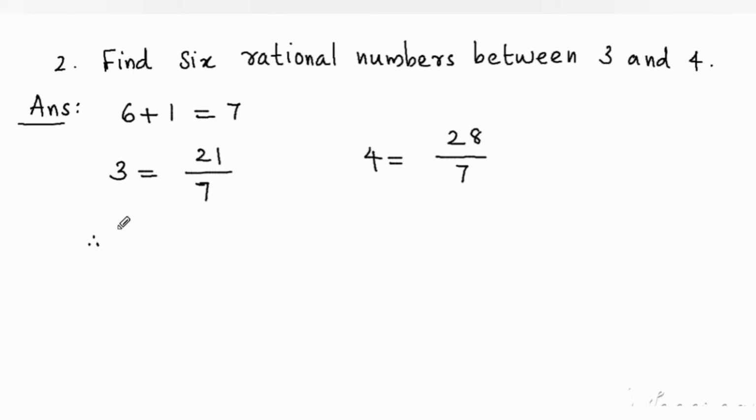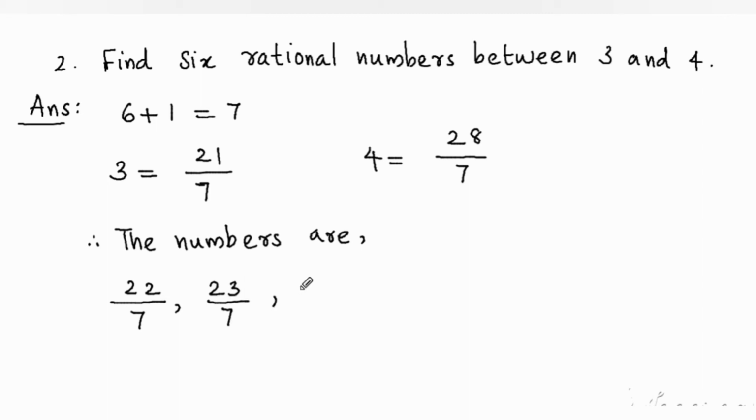Actually, there are infinitely many rational numbers that lie in between any two numbers. Here you can see the denominator is 7, so you can write the rational numbers as 22 by 7, 23 by 7, 24 by 7, 25 by 7, 26 by 7 and 27 by 7. Okay, so these rational numbers lie in between 3 and 4. Now let's move on to the third problem.